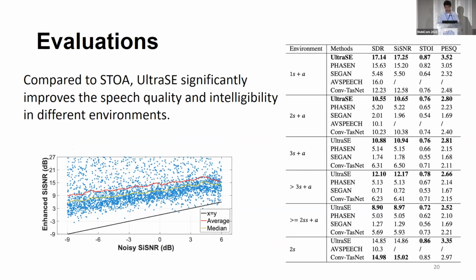We compare UltraSE with some state-of-the-art speech enhancement methods in different scenarios. As you can see in this table, in the first column, environment, the S means how many users are in this environment, and the A means whether they have some environmental noise there. We can see that UltraSE outperformed these methods in different scenarios, even when there are 3 users with additional environment noise.